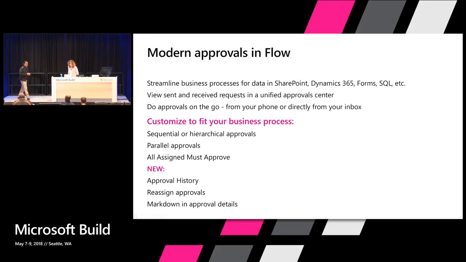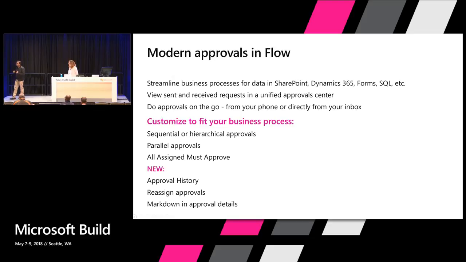Now, the modern approvals experience is designed for data in SharePoint, but it's also scalable for Dynamics 365, for Forms, for SQL, and so forth and so on. Any of the services that Flow uses, you can use it to connect to modern approvals. When an approval is assigned, you can view your sent and received requests in a unified approval center. If you're used to SharePoint Designer, you no longer have to worry about a task list for every list or a task list for every document library. You now have a single place where you can view all of your approval requests. If you're mobile, you can do your approvals on the go from your phone or directly from your inbox.